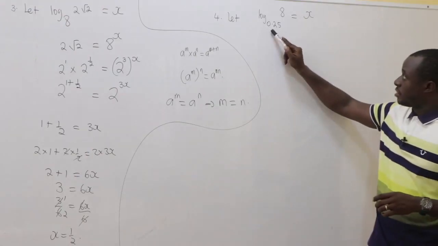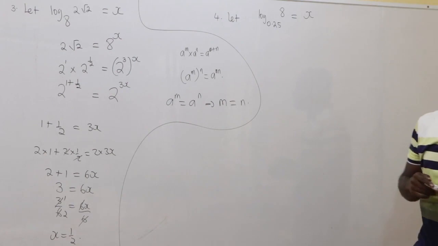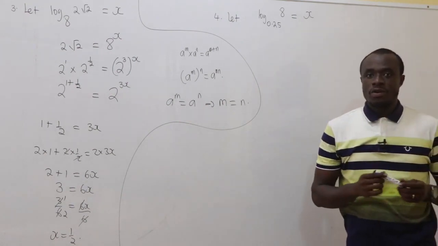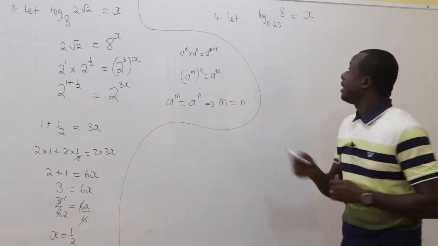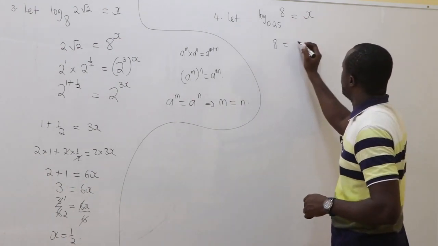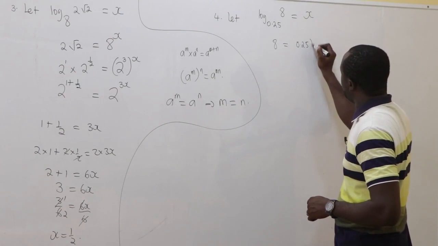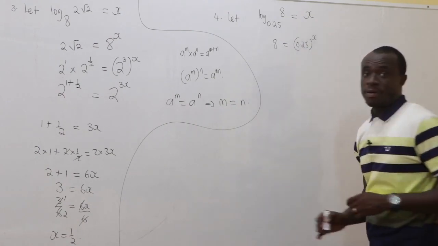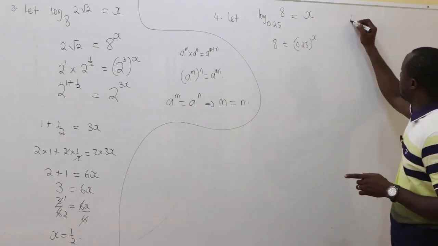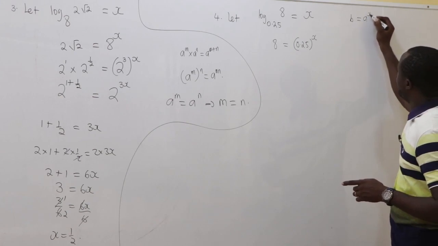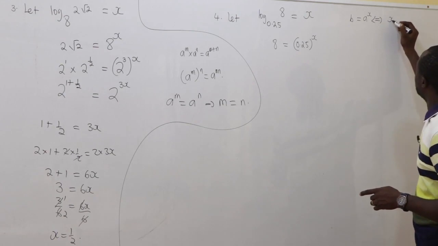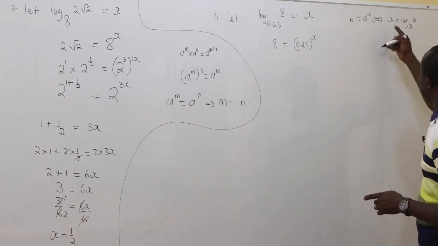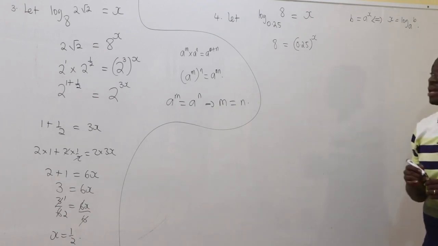So let's say log base 0.25 of 8 equal to x. Now, from the definition of logarithm, clearly 8 is equal to 0.25 to the power x. Why are we saying that? We are saying that if you have b equal to a to the power x, then we see that this if and only if x is equal to log base a of b. So if you have this, then we can have that.